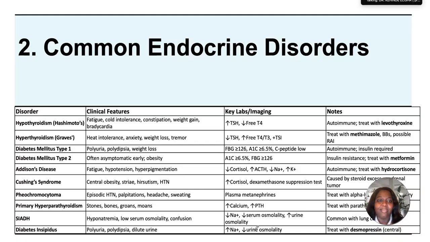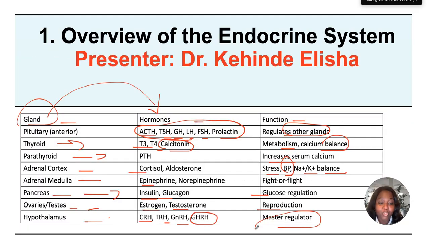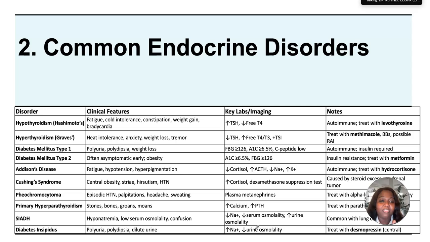So what exactly are the common endocrine disorders? When we talk about the endocrine system, we are talking about it as a system. We talked about the pieces of it in brief, and now we'll say that things can also go wrong with those parts. What can potentially go wrong? We can have hypothyroidism, aka Hashimoto's disease. We can have hyperthyroidism, aka Graves' disease. We can have diabetes type 1, diabetes type 2, Addison's disease, Cushing's syndrome, pheochromocytoma, which of course causes hypertension, primary hyperparathyroidism, SIADH, and diabetes insipidus.